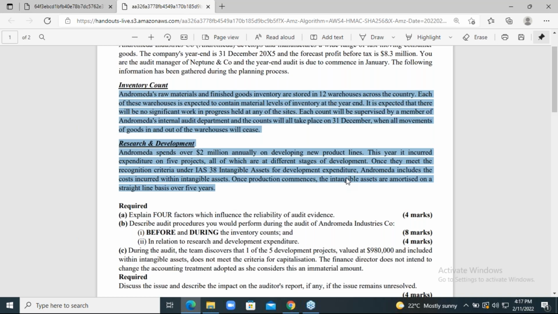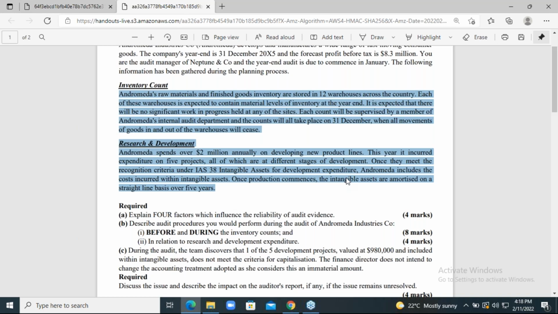We are going to see a file tomorrow, the last day of this session, with the most important questions that are important to understand and memorize. These key areas should be memorized. The list of these questions along with the answers, I will share with you. Now requirement B is: describe audit procedures you would perform during the audit of Andromeda Industries.